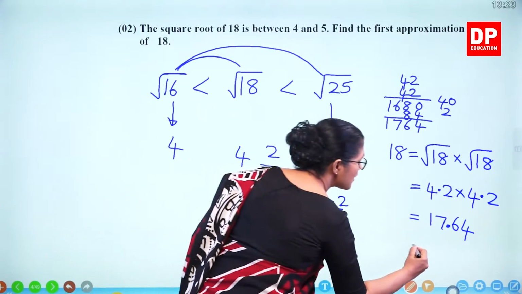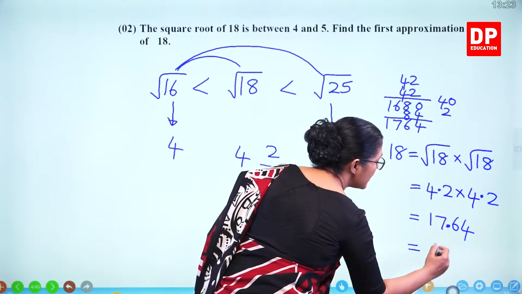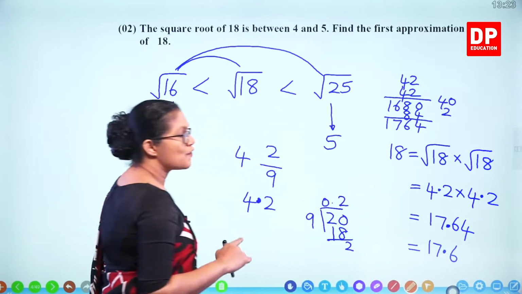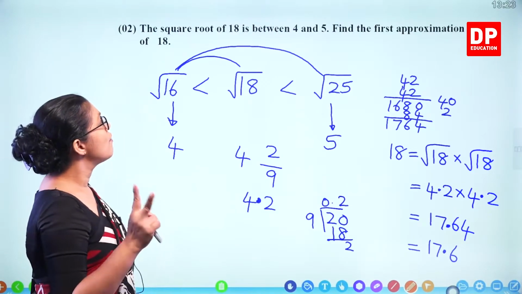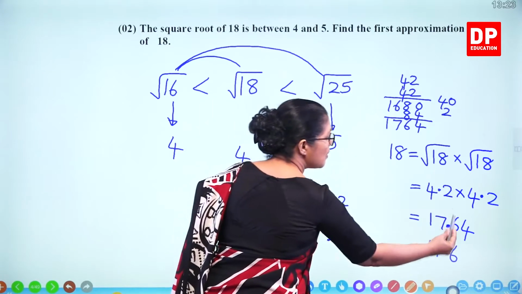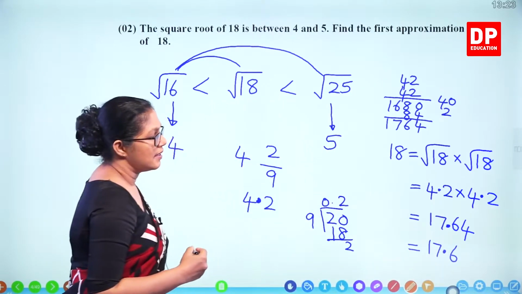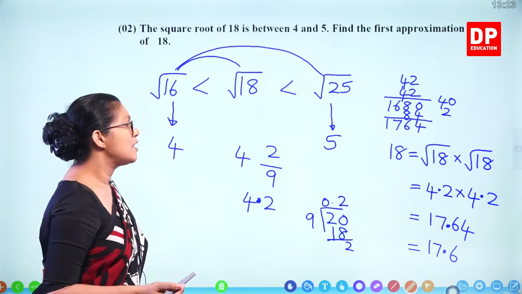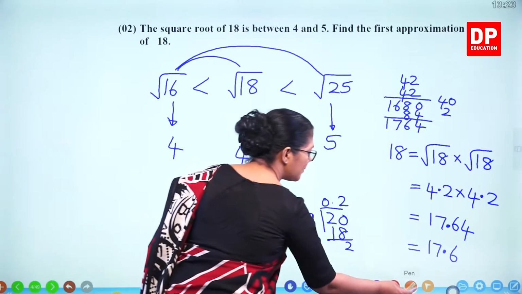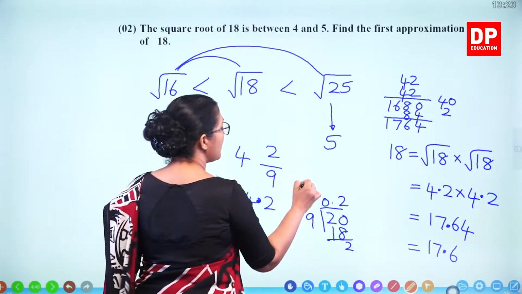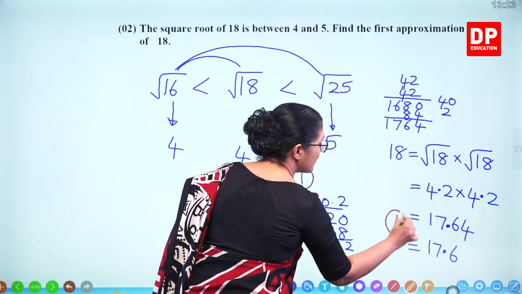Find the first approximation of 18. So what's the first approximation of 18? 17.6. 64 is 2 decimal places. For the first decimal place, you need to round it, this one. So 4, you don't add 1. So 17.6. So you get 2 marks. You don't need to write everything. Just to show you, I wrote everything.